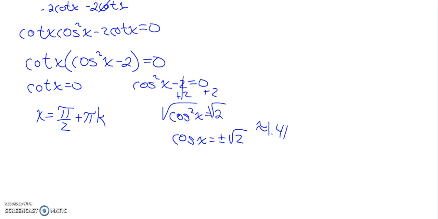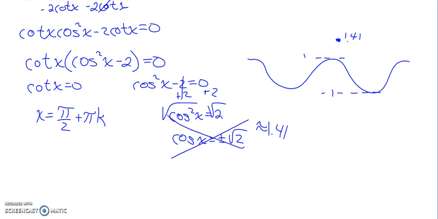Remember our cosine curve, right? It always rotated, like the top right here was at 1, the bottom right here was at negative 1, so it can never hit a value of 1.41 up there. So you are not going to be able to get any solutions from this part. Your only answers are right here.